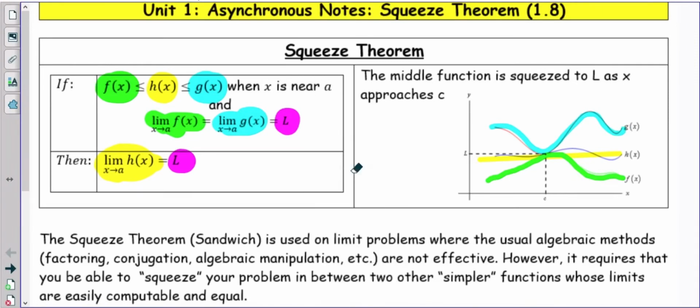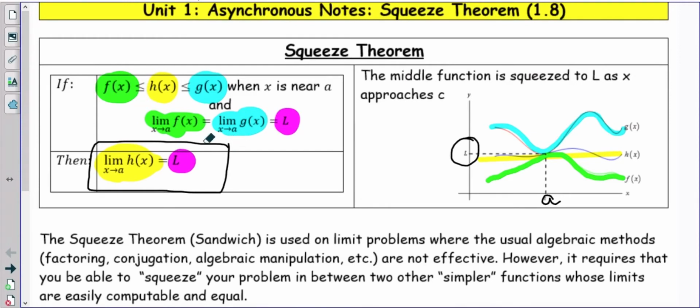Also, in order for this to work, at A, and this is an A, that's kind of hard to see, but at A, the limit as x approaches A of my upper function and of my lower function, so of my blue and my green, both should be the same value. And in this case, they're both L. Then the limit as x approaches A of the middle function is also going to be L.